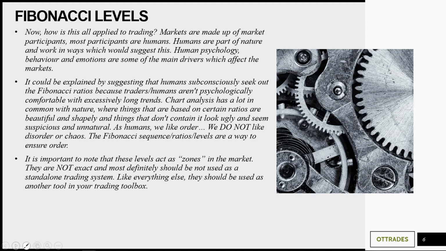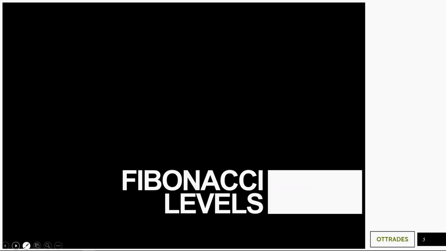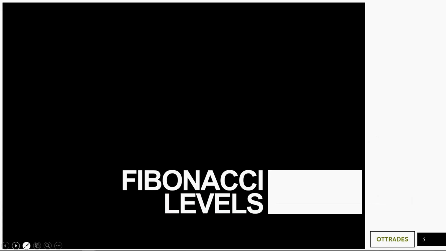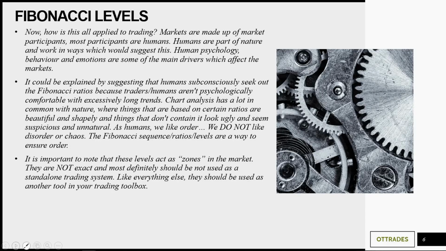Now, how these Fibonacci ratios work and can be applied to the markets could be explained. I don't think there's any solid evidence of why they work, and we'll go over the fact that they actually do work later. But it could be explained by suggesting that humans subconsciously seek out the Fibonacci ratios because traders, and therefore humans, aren't psychologically comfortable with excessively long trends or disorder or chaos. So we've seen there in the previous slide, everything to do with this Fibonacci sequence and the levels represent some sort of order or flow. So humans don't like disorder or chaos.